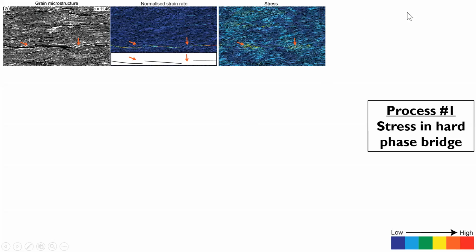So now I just want to talk about the processes that allow C prime shear bands to form. I determined that there were 2 main processes. The first one is when there's high stress in a hard phase bridge. So you remember me talking about how these layers of weak phase start to link up, but there can be these still intervening areas where there's still quite a bit of strong and intermediate strength phase in between these linked up segments of the shear band.